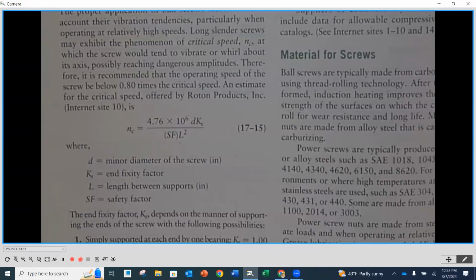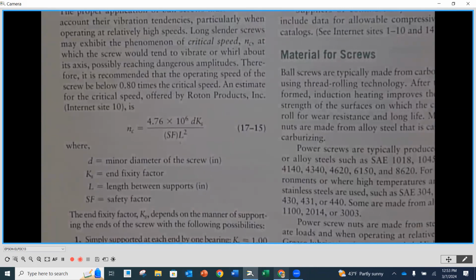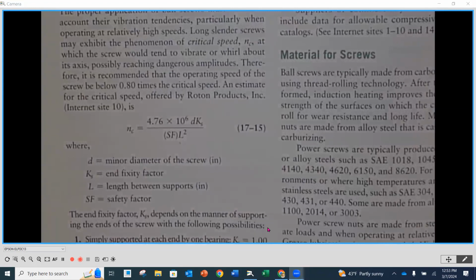Gotcha. So what Ryan shared, for those who are virtual, is that there's going to be a point where these become too small, or you can't get long enough travels out of them. And then an alternative would be to go to a rack and pinion type of drive.